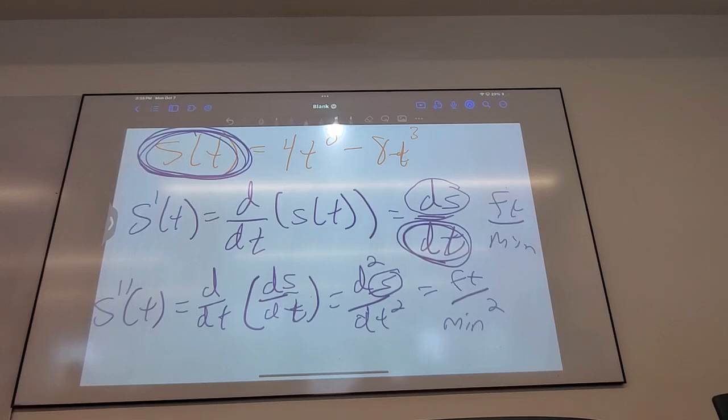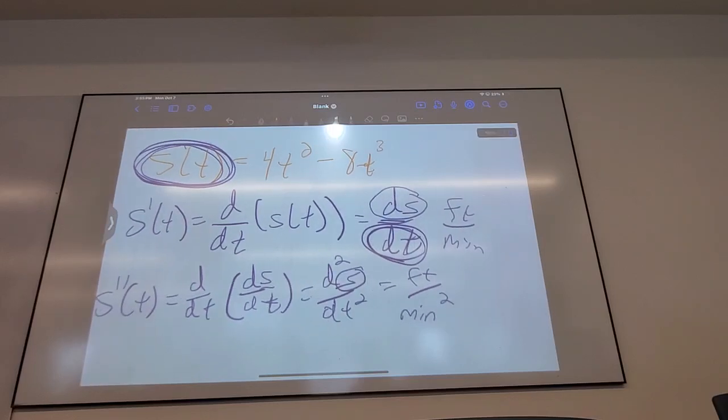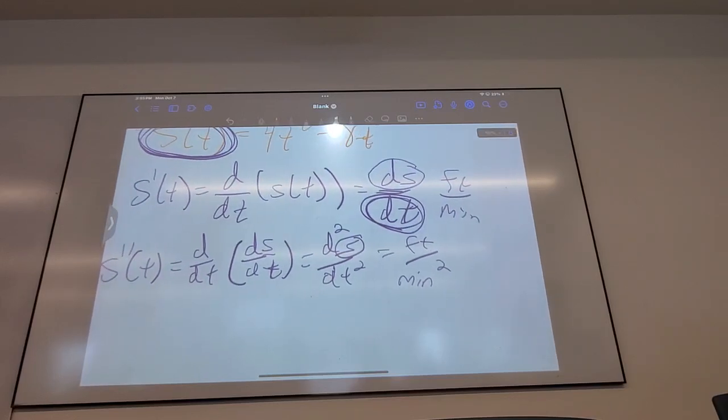Which sounds weird. What's a square minute, Jeff? Is this like a Picasso clock? What is it? All this means is it's feet per minute per minute. Acceleration is just changing your velocity over time. So it's the change in feet per minute per minute. Therefore, I get minutes squared.